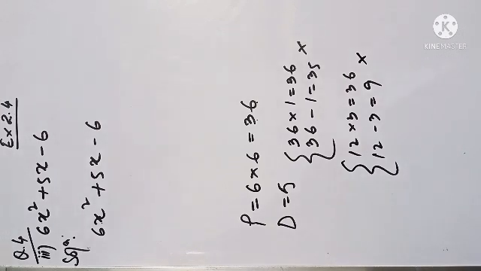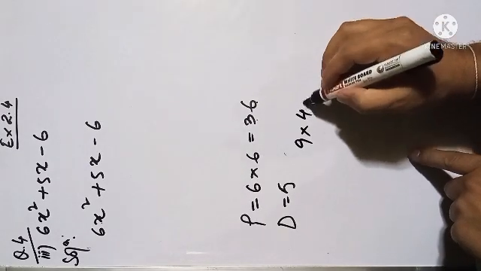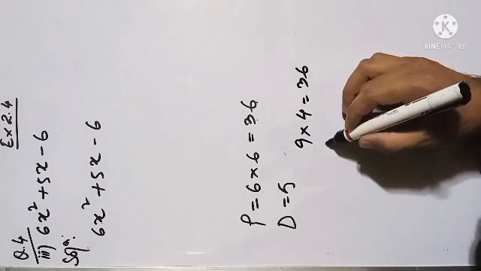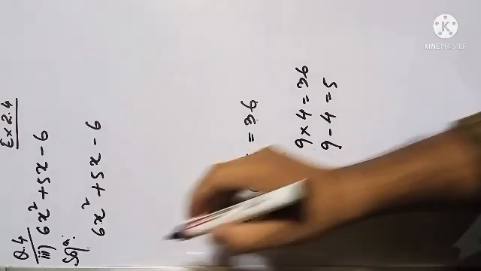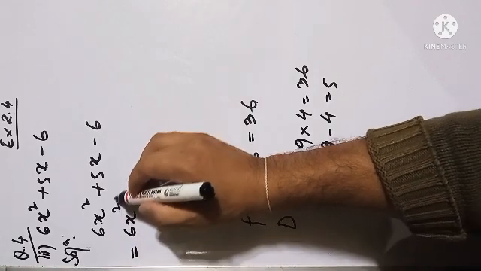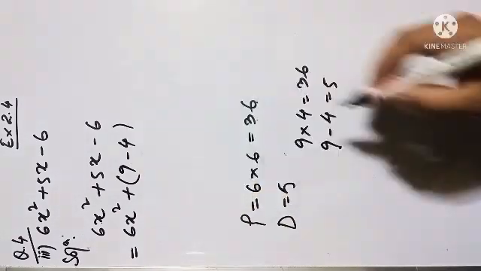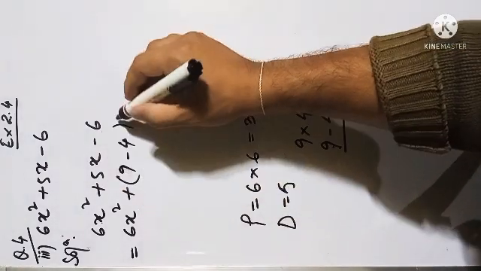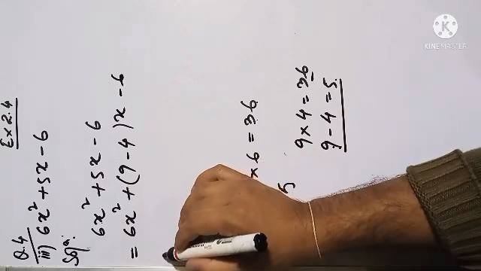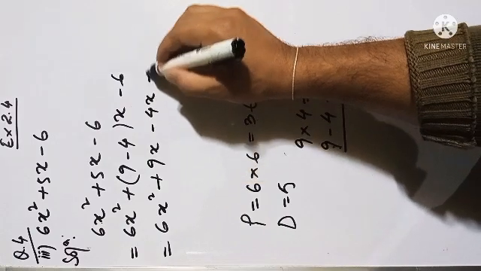This also is invalid because I need to get 5. So like that, let me take here 9 and 4. 9 into 4 is 36. 9 minus 4 is 5. So 9 and 4 are a perfect pair of numbers. So how are we going to write? 6x squared plus, in place of 5, I'm going to write 9 minus 4. 9 minus 4 means 5. 9 into 4, 36. Then x, then minus 6. Equal to 6x squared plus 9x minus 4x minus 6.